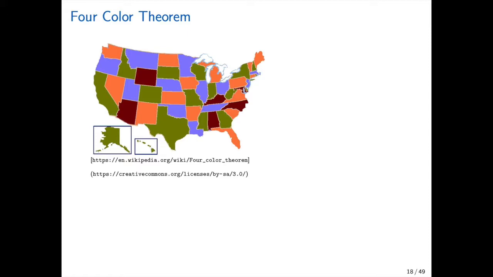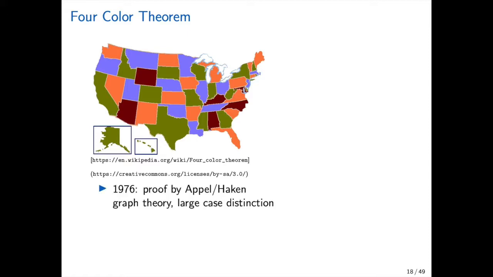The four-color theorem, stating that every planar graph is four-colorable. It was proved in the 70s by Appel and Haken. I think this was probably the second very prominent computer-assisted proof. It's mostly graph theory, and the computer program discharges lots and lots of cases in a large case distinction.